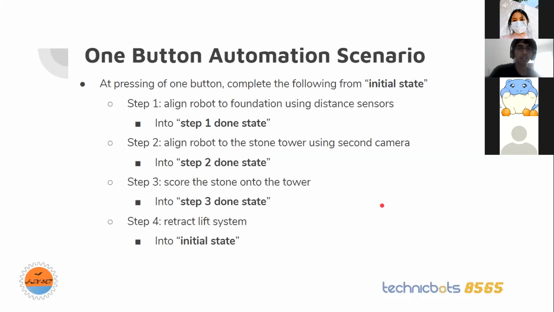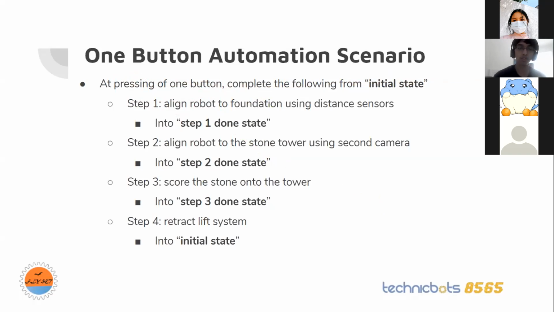So our case study, the one button automation scenario, was that at the pressing of one button, we would complete the following from the initial state. Step 1, we would align the robot to the foundation using the distance sensors, and then it would go into the step 1 done state. Step 2, it would align the robot to the stone tower using the second webcam, and then it would go into the step 2 done state. And then step 3, it would score the stone onto the tower, going into the step 3 done state.